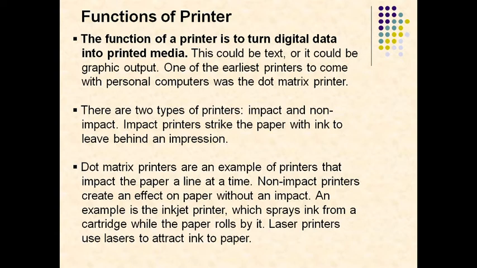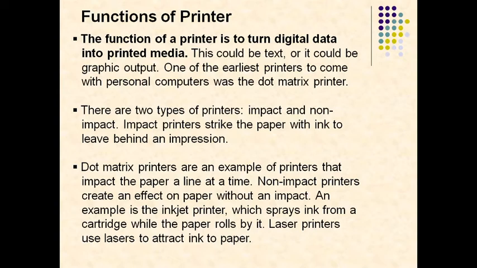One of the earliest printers to come with personal computers was the dot matrix. In olden days, the printer they used to use is the dot matrix printer. There are two types of printers, impact and non-impact. Impact printers strike the paper with ink to leave behind an impression. Dot matrix printers are an example of printers that impact the paper a line at a time.